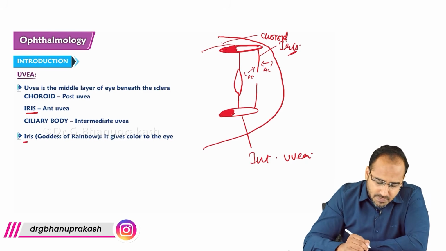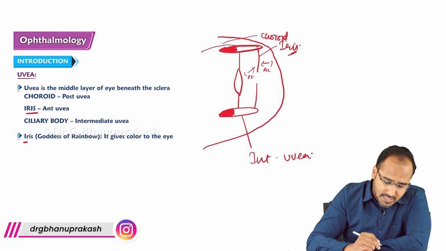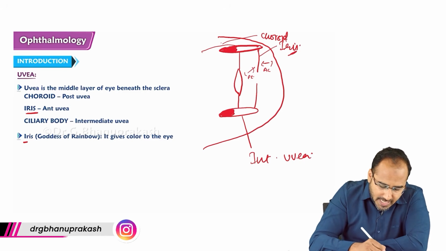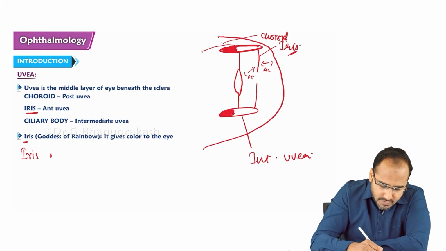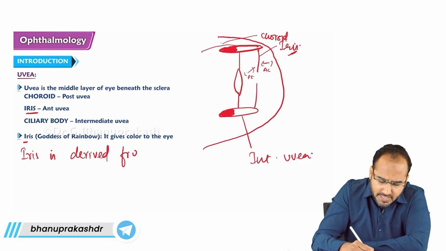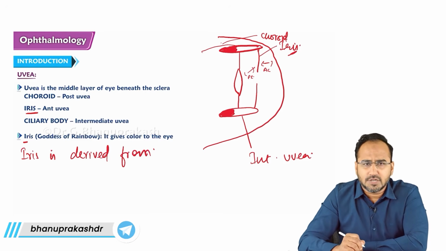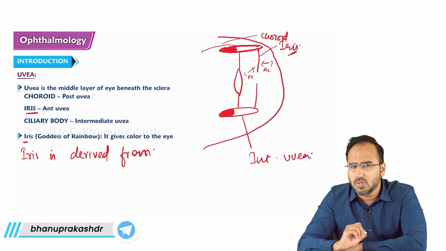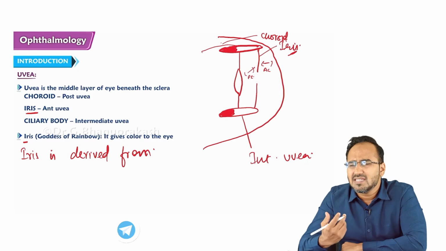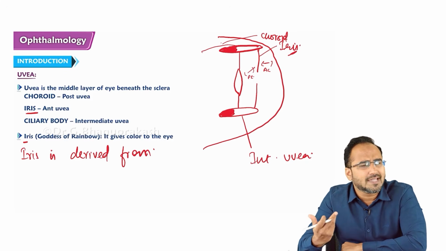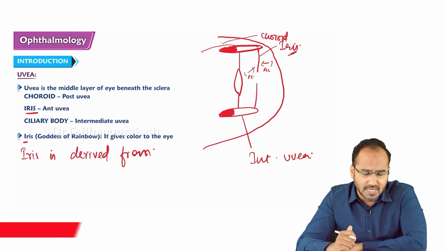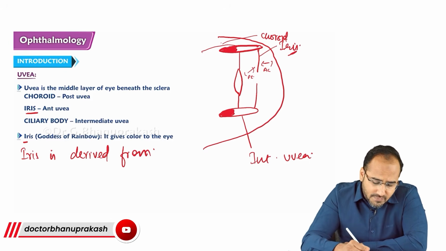Come on, guys. What we need to remember about iris first is the derivation of the iris. Iris is derived from... Should I write there, or you can write there? Write by your own thinking. We can easily recollect. Where is the iris derived from? Iris is derived from mesoderm.